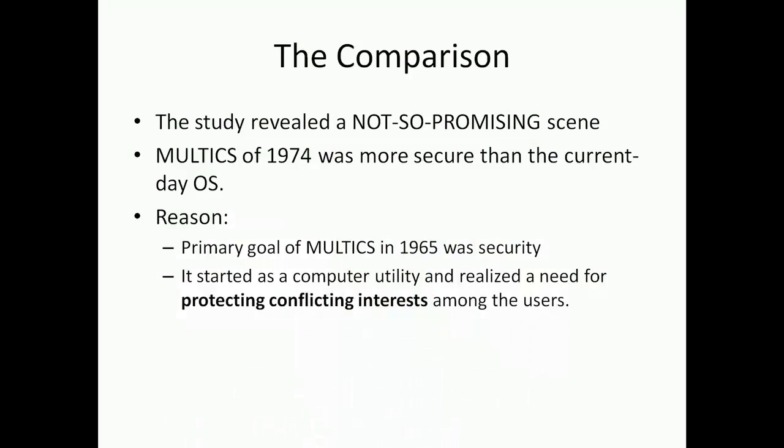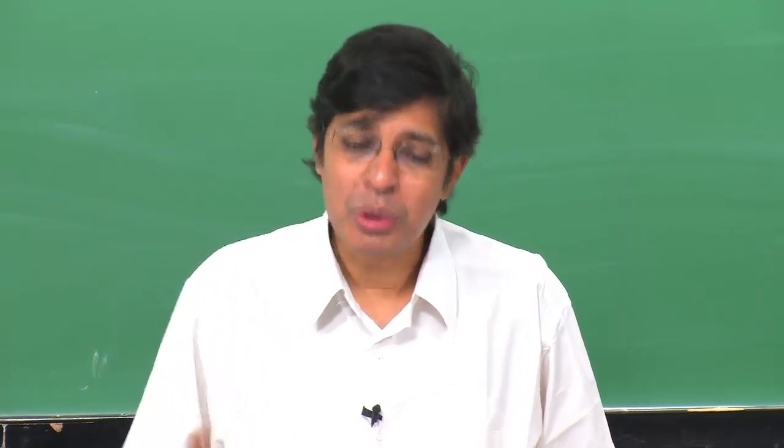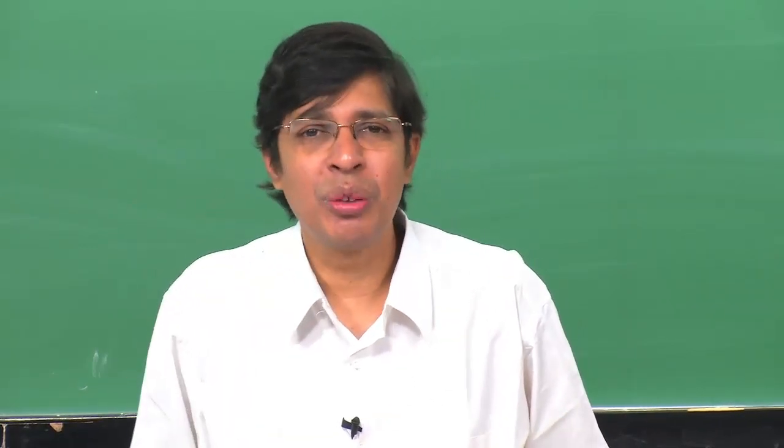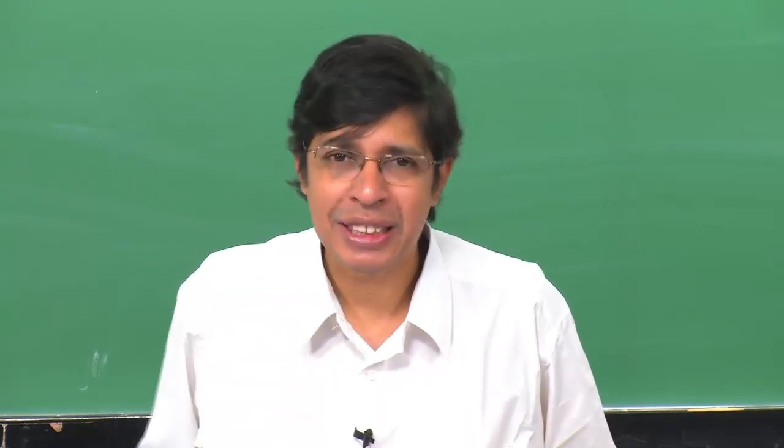Even at that time, maybe tens or hundreds of computers were connected together. It's not like the internet today, where the moment I switch on my cell phone, I am on an internet with a billion users or whatever. So you are talking of such type of things. But even then, they did a study and found it was not so promising. Yet what you see now is that the Multics of 1974 was much more secure than the current day operating systems. And this is what the paper says, I am not saying that.